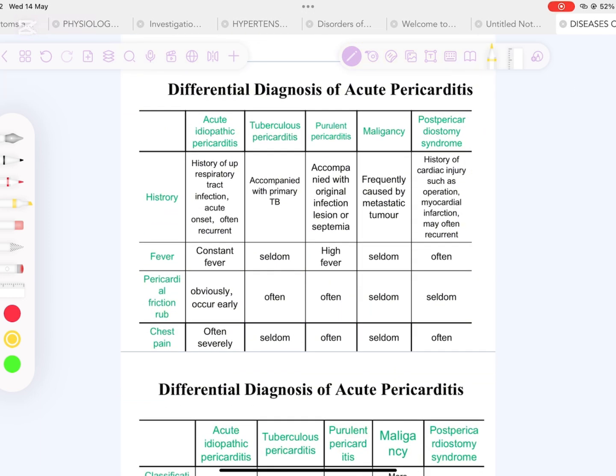If the history comes with a respiratory tract infection, acute onset, and fever, what should you be thinking of? Itis, inflammation, because there's an infection. Fever is constant, inflammation. And pericarditis, if you listen, is obvious. Chest pain is severe. Of course, you should be thinking of itis.